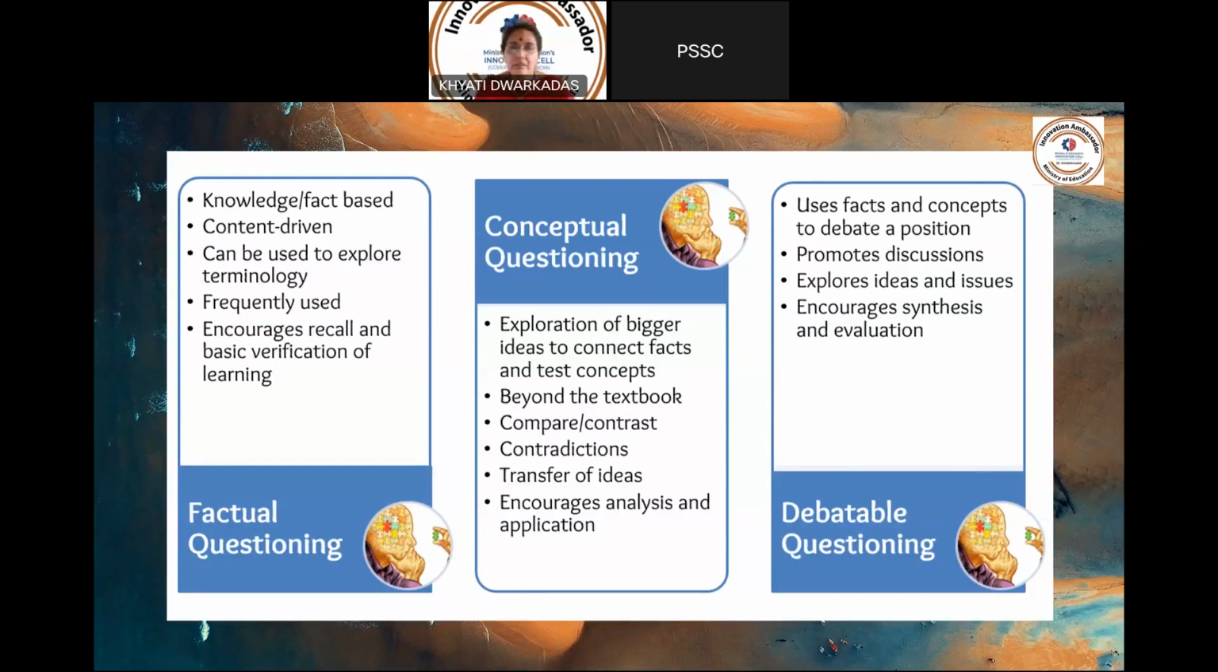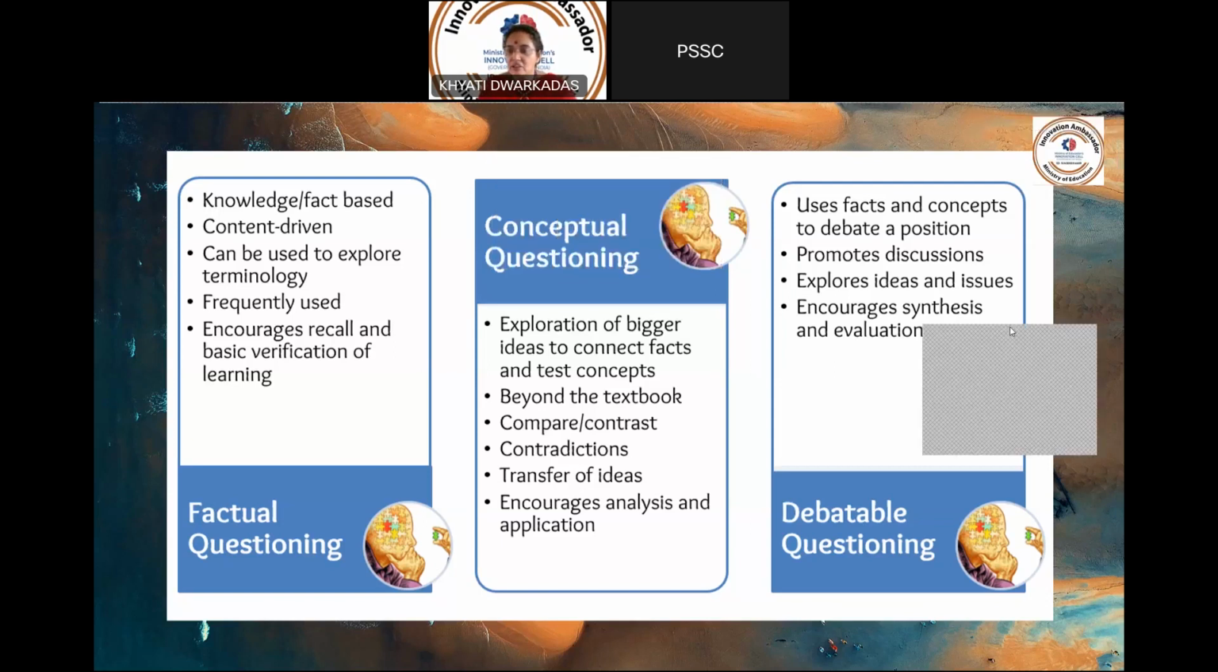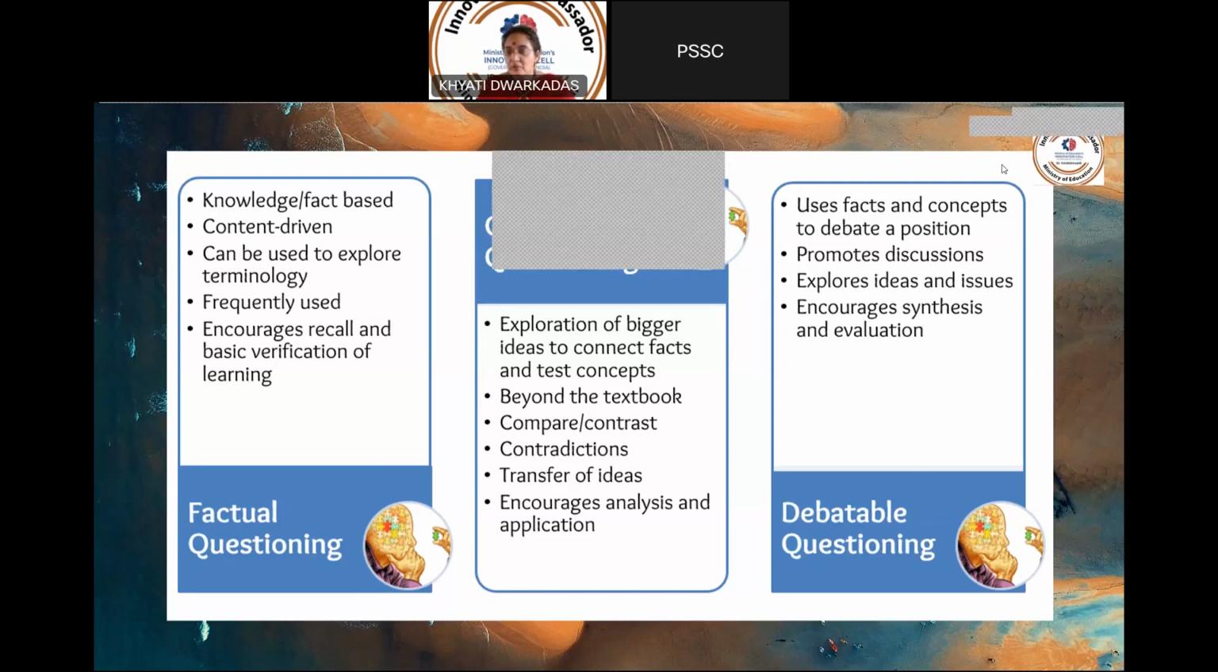When you look at conceptual, it is on exploration of bigger ideas beyond the book. Compare and contrast, contradict. These are the features. Transfer of ideas encourages analysis and application. But when you look at the debatable, it uses facts and concepts to debate a position, promotes discussion, explores ideas and issues, encourages synthesis and evaluation.